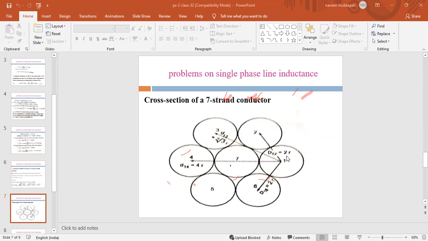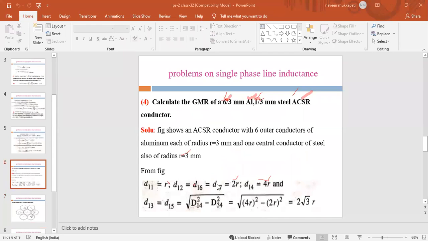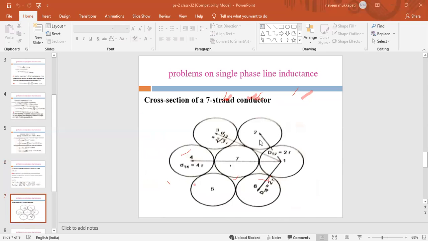Self means the R dash. Next, 2, 3, 5, 6 are the 2R. Okay, 1 to 2, 1 to 6, 1 to 7 is the 2R, and 1 to 4 is the 4R. Okay, and 1 to 3, and 1 to 5 is equal to the square root of d14 square minus d34 square, that is 4r square minus 2r square, that is 2 root 3r. That's why we mentioned this is 2 root 3r.